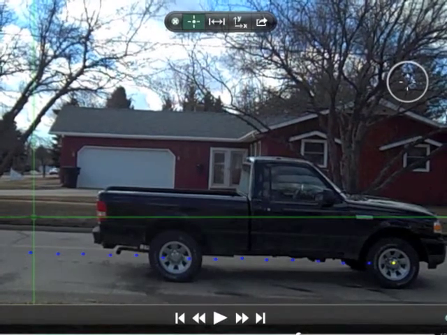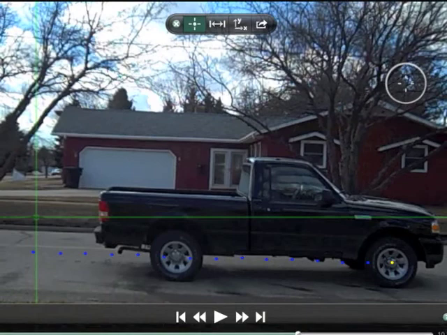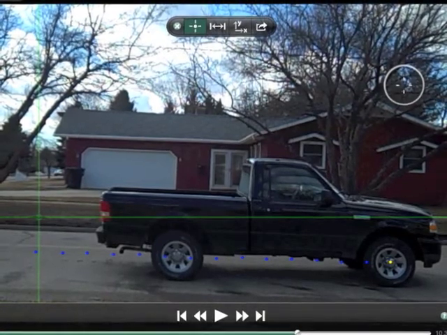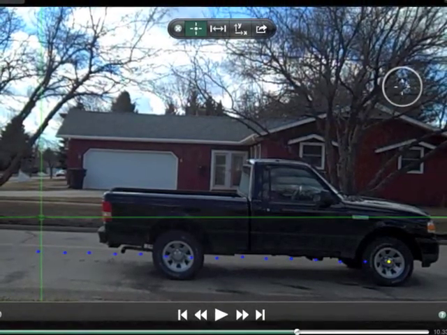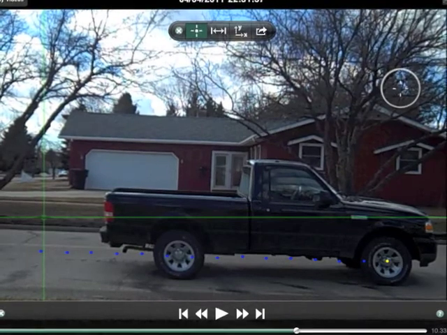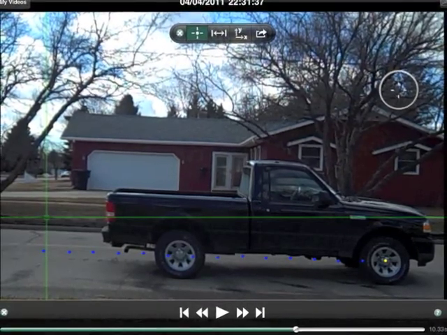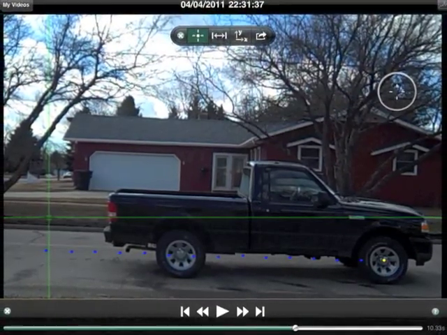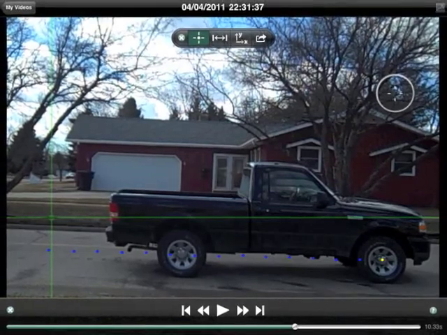The second step is to identify a common point on the vehicle in each successive frame. Again, the center of the hubcap was easy to target, and you can see the series of blue dots marking the position of these points from frame to frame.